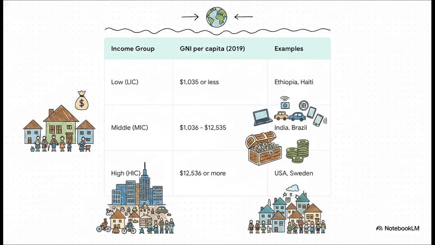The World Bank actually classifies countries by income, and the gap is just staggering. In what they call low-income countries, or LICs, the average income per person is only about $1,000 a year. But in high-income countries, it can be more than 12 times that. This economic reality completely shapes a country's environmental footprint.